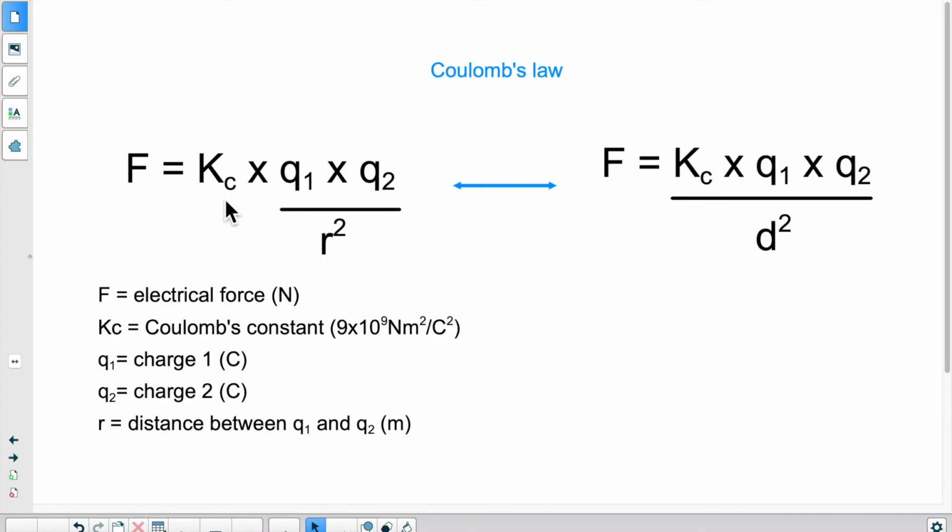So k is 9 times 10 to the 9. Q1 and Q2 are the charges for the two charged bodies measured in Coulomb. And this is the distance squared. This is a physics equation, so distance, again, is measured in meters as usual.